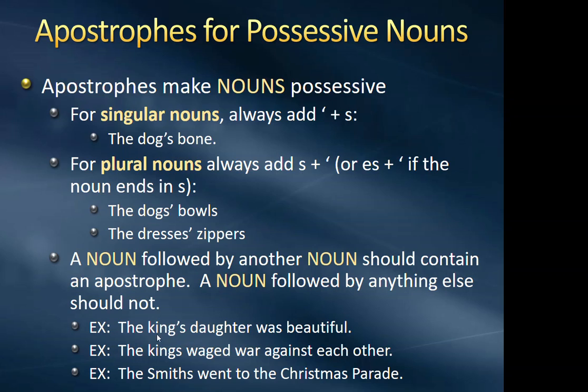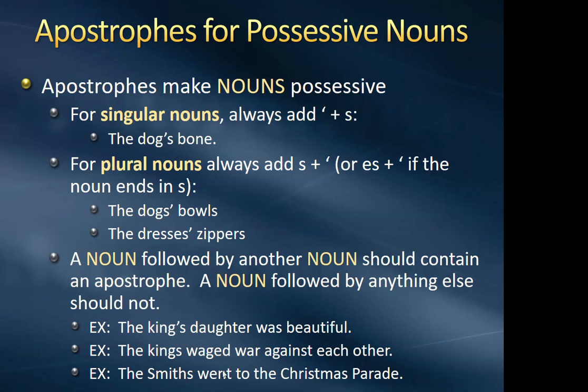So this example, the first example, the king's daughter was beautiful. King is a noun, daughter is a noun. Put an apostrophe S in there because the king is modifying whose daughter it is, so it's telling you whose daughter. The kings waged war against each other. So kings is a noun, waged is a verb, and you're not going to need an apostrophe S there.